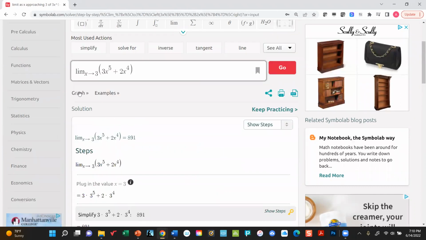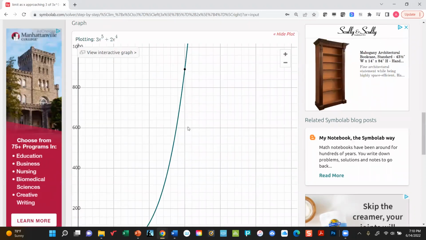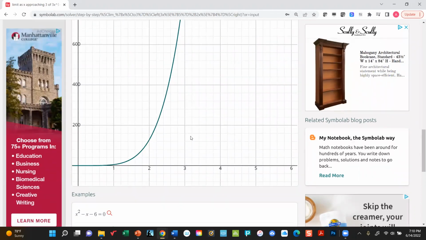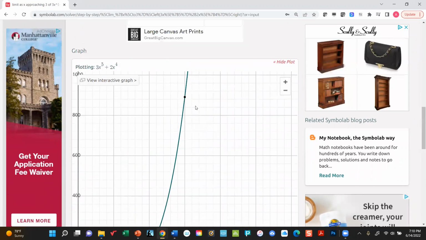I don't know if you can actually graph. Oh, yeah, you can. All right. So they're saying this is what the function actually looked like. And when x equals 3, the function has a value of 891. So this is clearly the limit, because whether you're approaching from the left or the right, the function will eventually end up worth 891 when x equals 3.